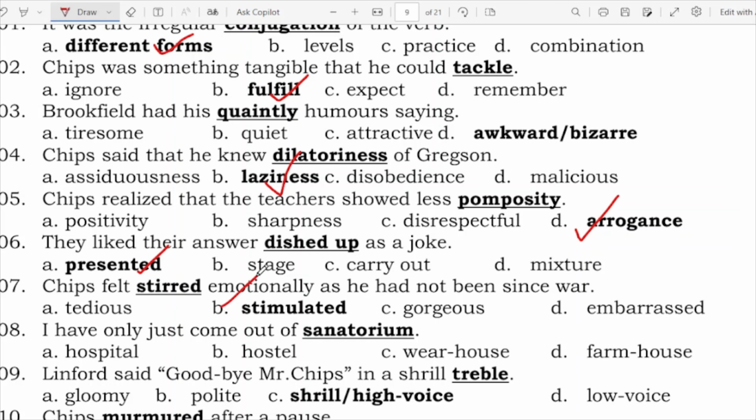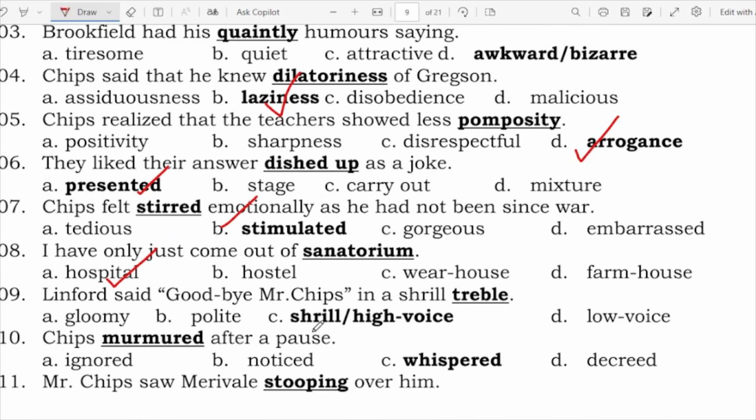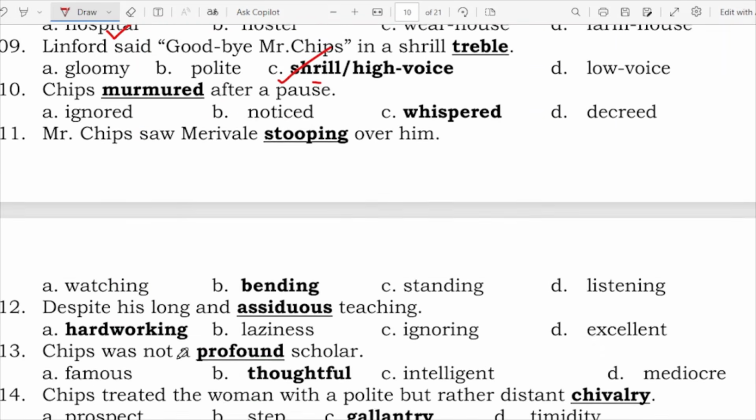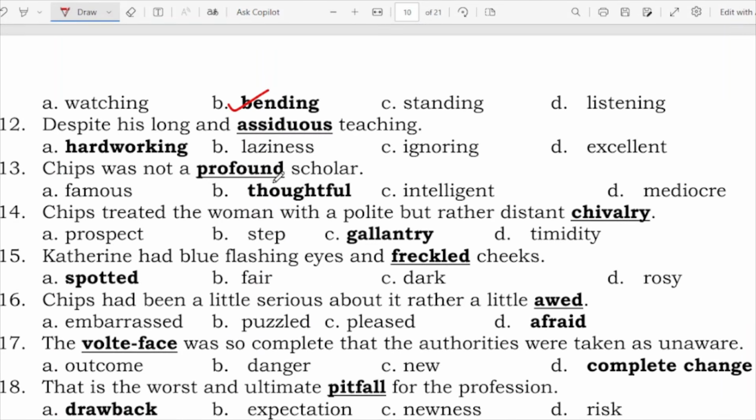Sanatorium is hospital. Linford said goodbye, Mr. Chips, in a shrill treble. Shrill treble means high voice, very sharp. Murmured after a pause, whispered, and stooping over, bending. Assiduous, hard-working; profound, very thoughtful; and chivalry, that is gallantry, bravery; freckled, spotted.